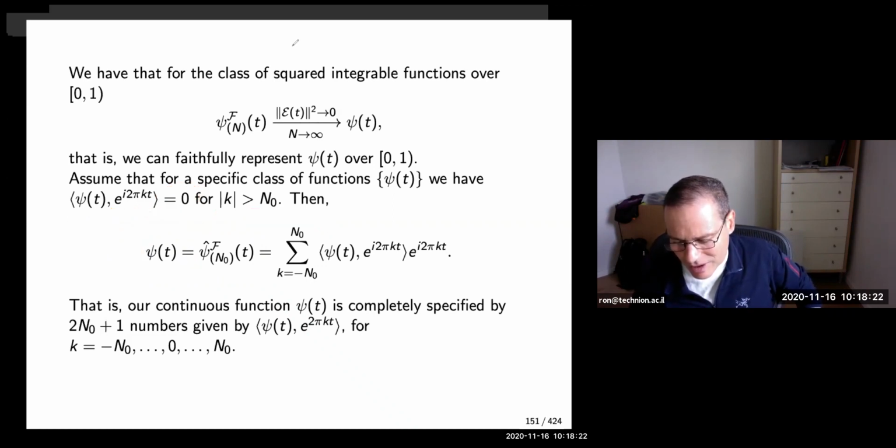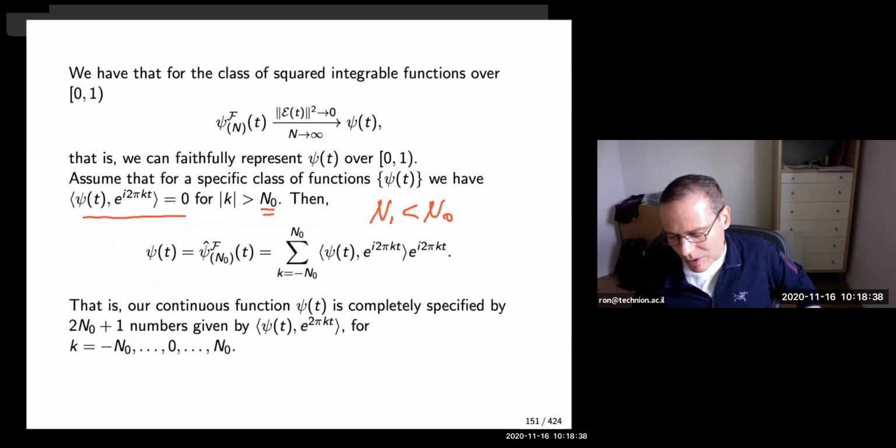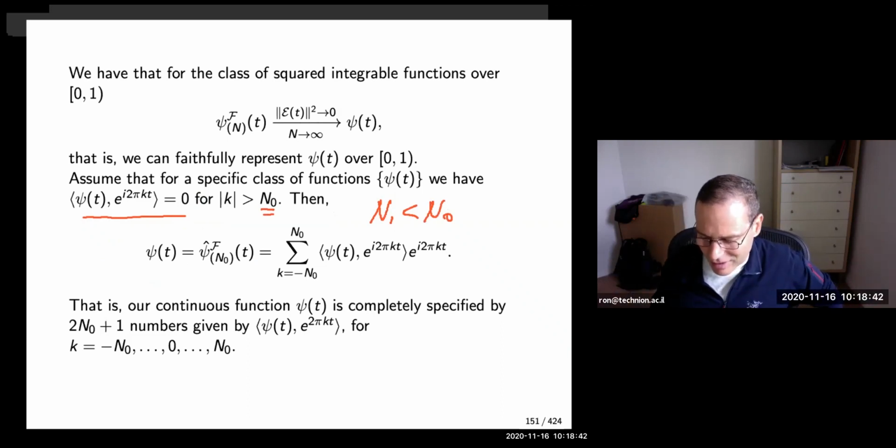But for the time being, let's just assume that this condition holds. And the question is, what can we do with such an assumption? I mean, is it relevant? When is it relevant? What happens when you know that this holds, but you don't have n0 coefficients? You can actually use only n1, which is smaller than n0. I mean, what would happen then? What would happen to the lost signal that cannot be reconstructed?